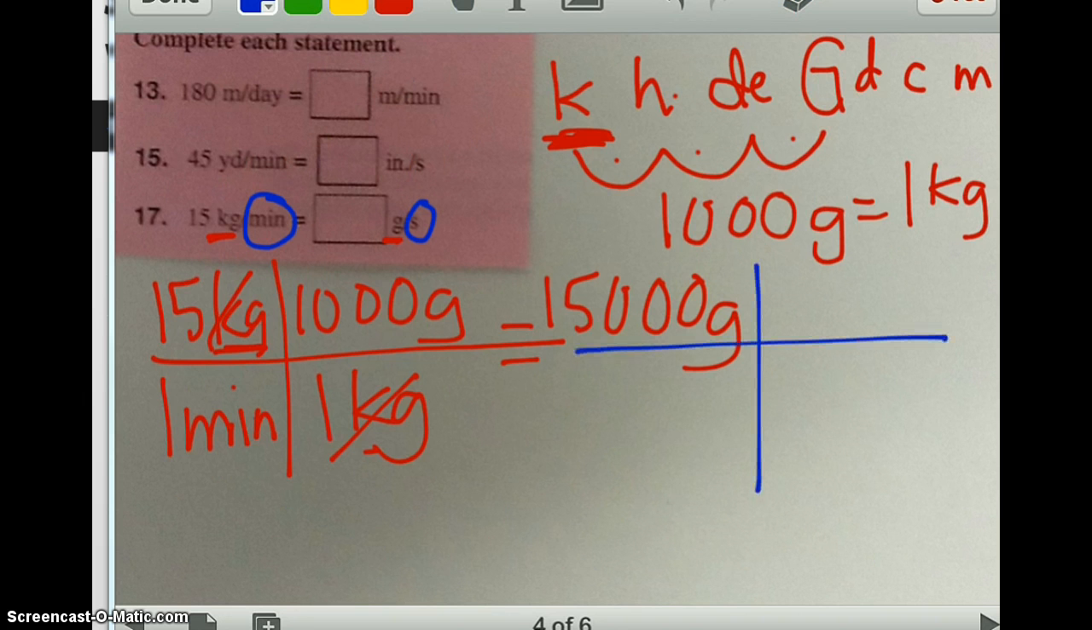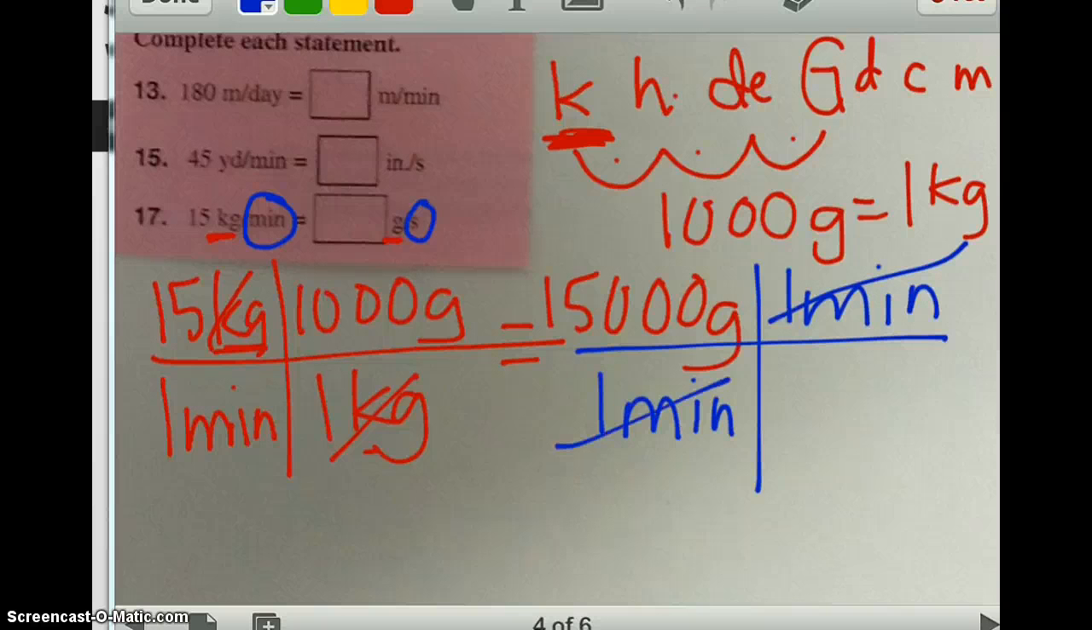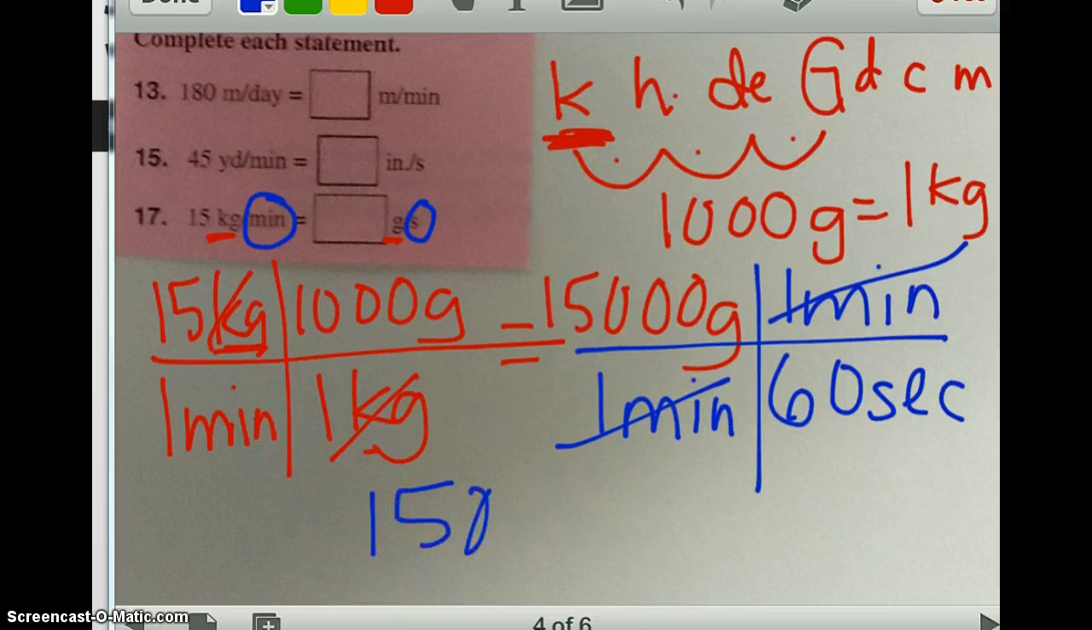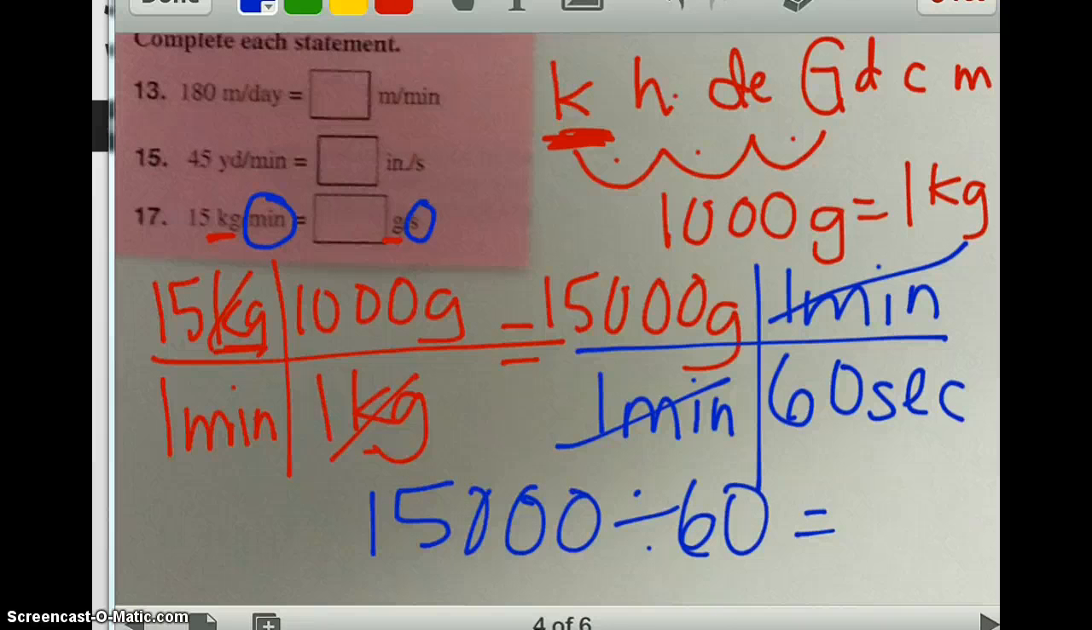So I've got my 1 minute right here. Here's what I know. I know in 1 minute, I'm going to write the 1 minute up here, because look, they cancel out. I've got 60 seconds. And so intuition, we knew that we should divide by 60. This little chart just proves it to you. So you've got your 15,000. You divide by 60. Go do that in your calculator.